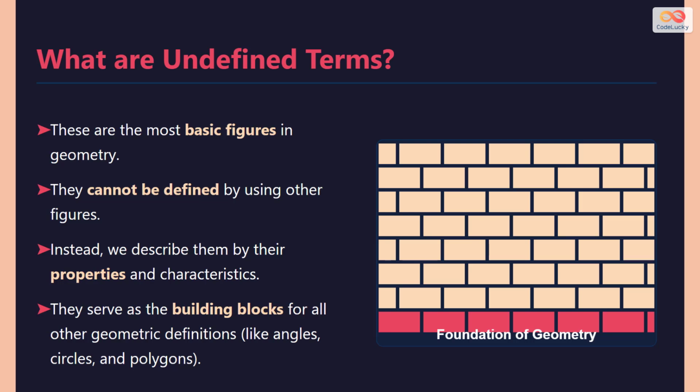First, you might be asking, what does it mean for a term to be undefined? In geometry, these are the most basic figures. They are so fundamental that we cannot define them using other figures. Instead of a formal definition, we describe them by their properties and characteristics. Think of them as the bricks or building blocks used to construct everything else in geometry, like angles, triangles, and circles.